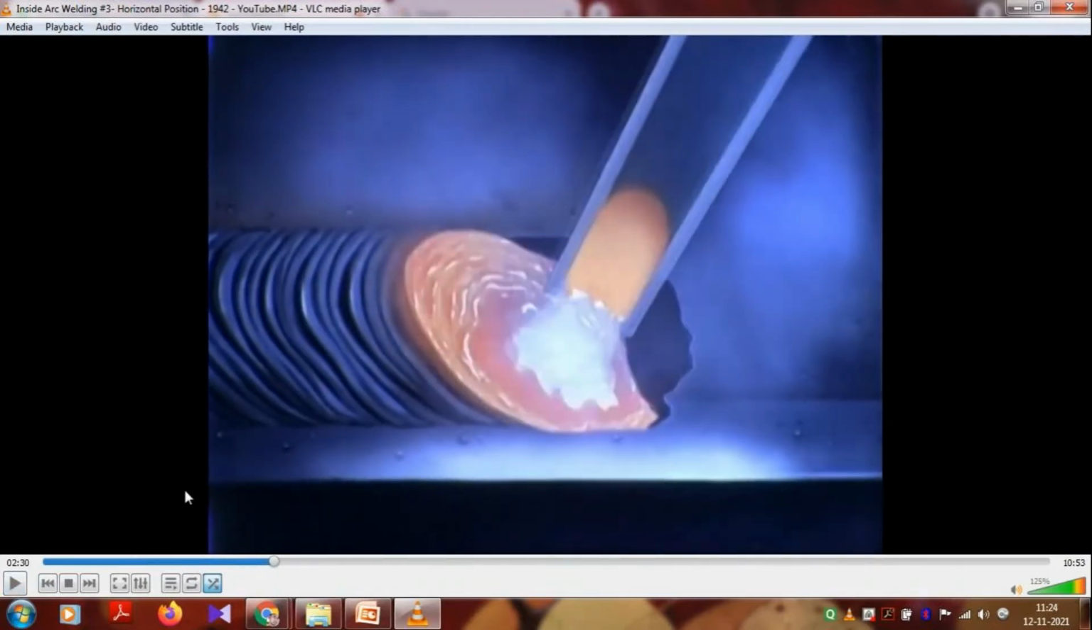How actually is it happening inside? Okay, you just see that this is the inner view of the welding process. You can't see this in your welding room. This is deep analysis. See it properly.